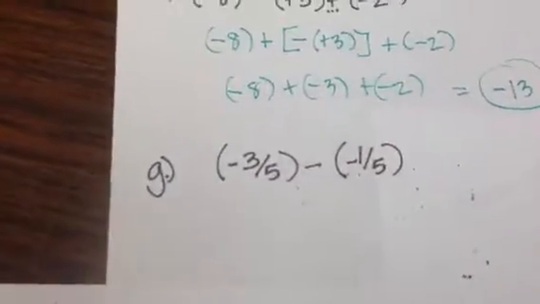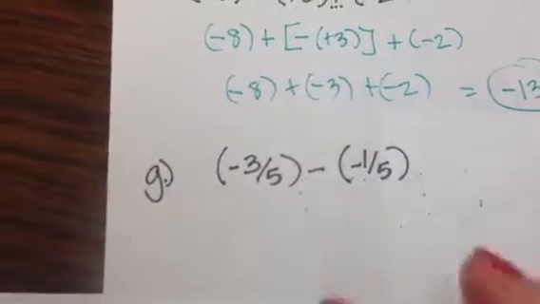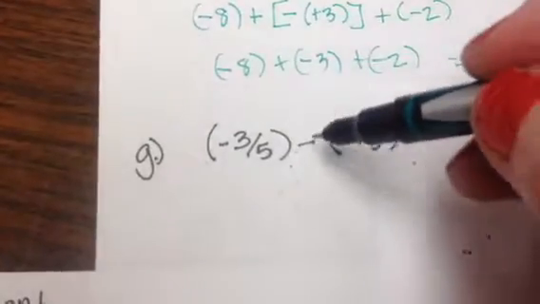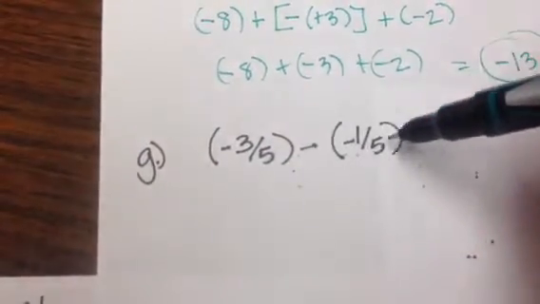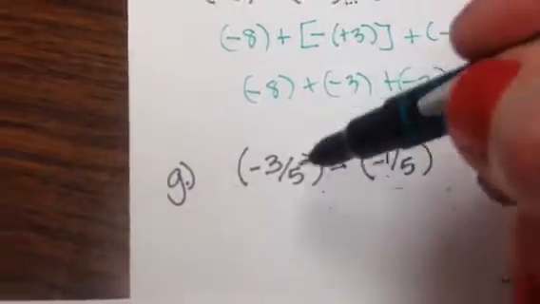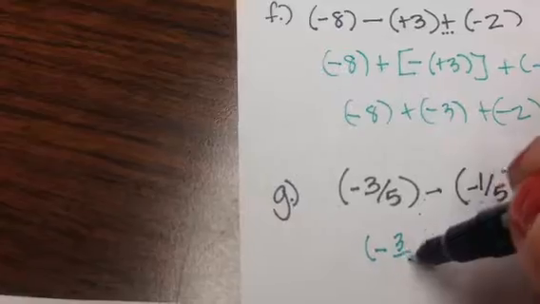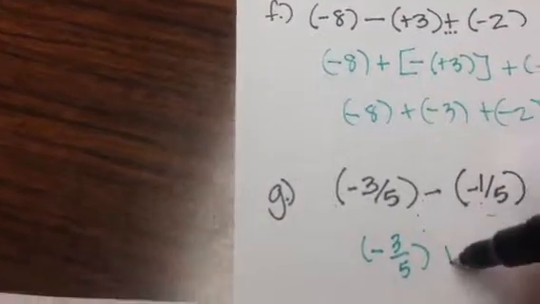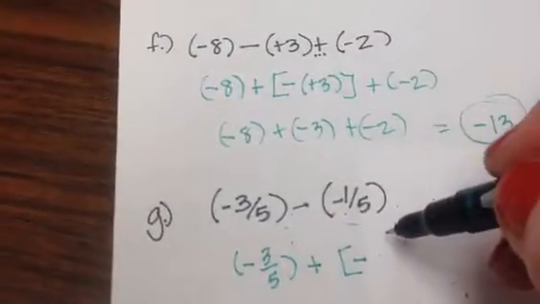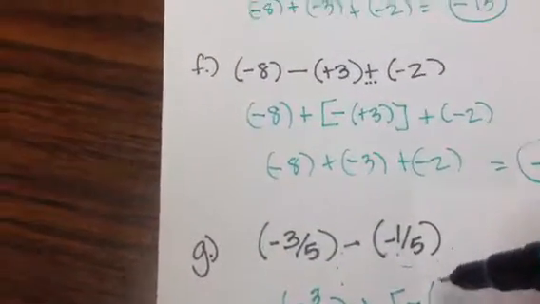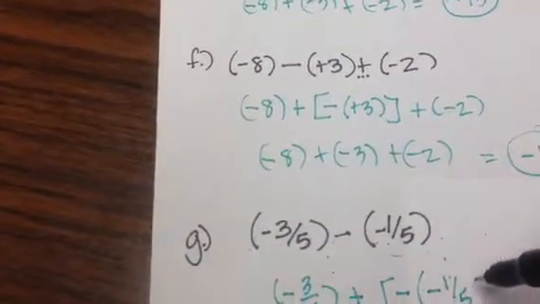Oh no, what if we have fractions? Easy peasy. Same thing. We're just going to change this to a plus sign and include the negative sign with this. All right, here we go. Negative 3/5 plus the opposite of 1/5. What's the opposite of 1/5?